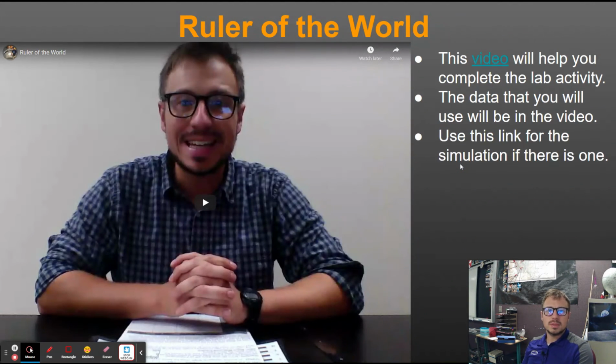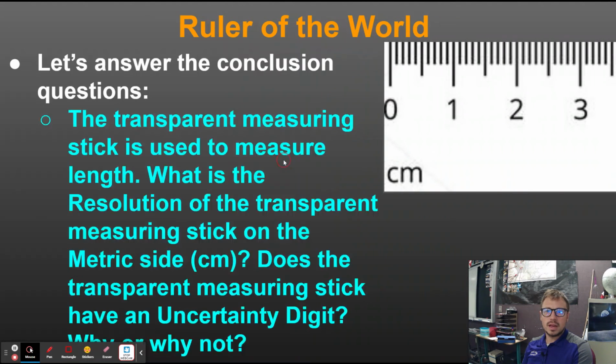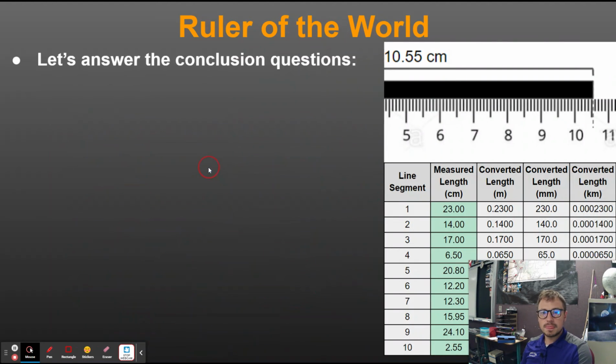In order to reinforce this, we did the ruler of the world lab, where we used a transparent meter stick, measuring stick to measure the length of certain lines. And then the resolution is going to be 1/10 of a centimeter. Does the transparent measuring stick have an uncertainty digit? Yes, it does, because it is an analog instrument.